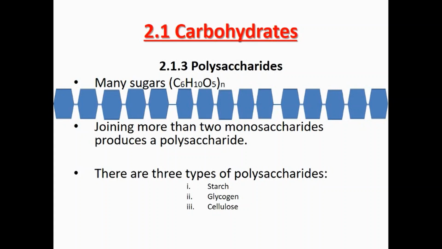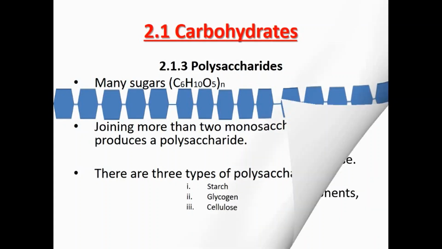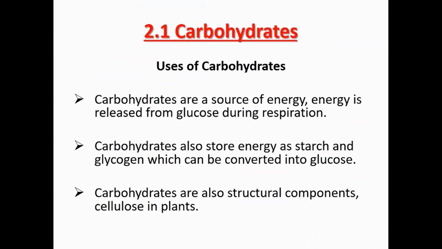Now there are 3 types of polysaccharide. There's starch, there's glycogen, and then there's cellulose. Starch is found in plants. Glycogen is found in animals, and cellulose is also found in plants, but not as a storage molecule, because starch and glycogen are storage molecules, while cellulose is a structural molecule. These are not important. So here are the uses of carbohydrates.